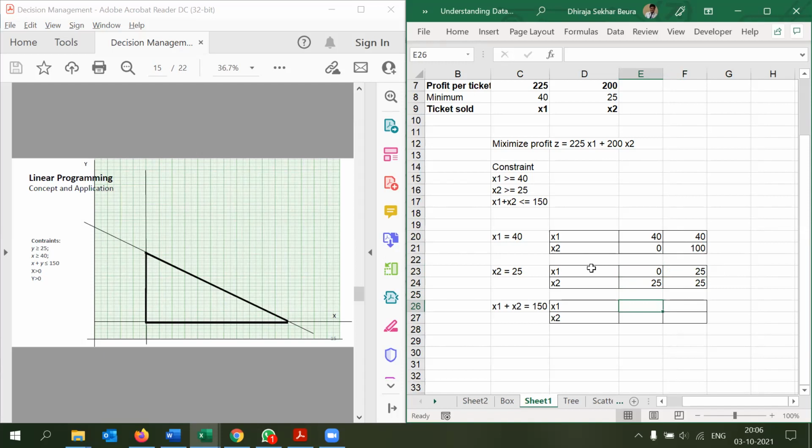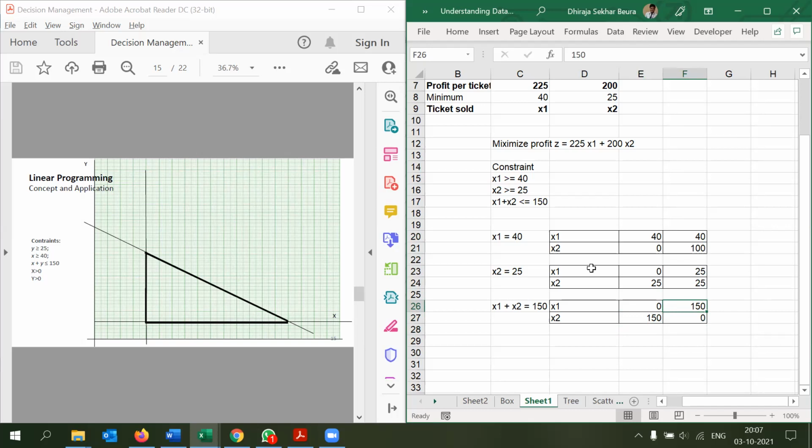Yes, makes sense. Now let's come to this one. For this equation, if I take x1 as 0, can you tell me what should be the value of x2? 150. Perfect. If I take x2 value 0, what should be the value of x1? 150. Makes sense? Yes. Are you getting any doubts? No. Perfect. Now you just need two sets of equations.